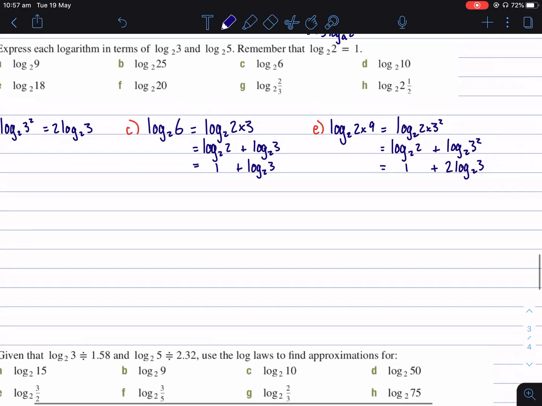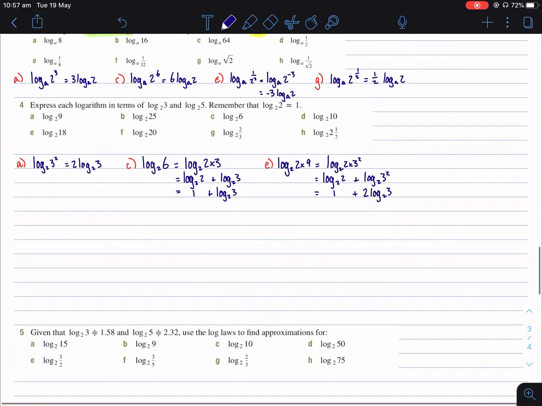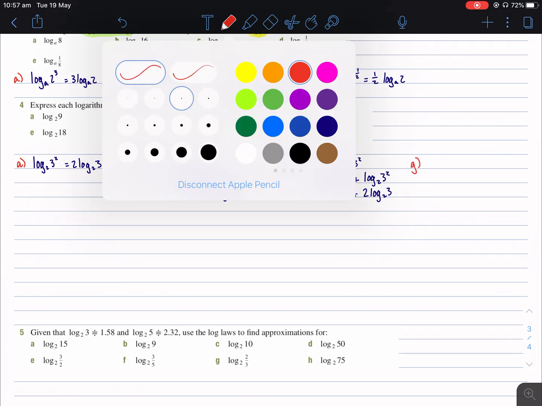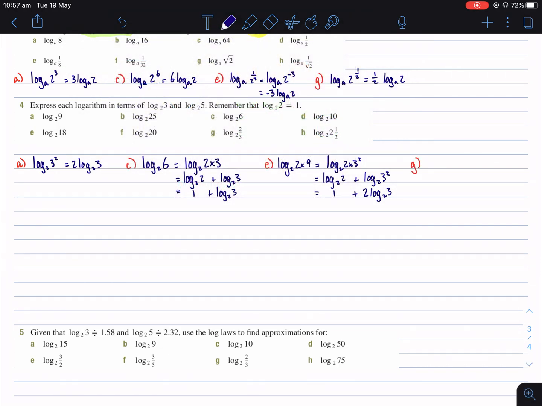I'm going to squeeze G onto the next to it. G. Log base 2 of 2/3. Well, that's the same as log base 2 of 2 minus log base 2 of 3, which is 1 minus log base 2 of 3.